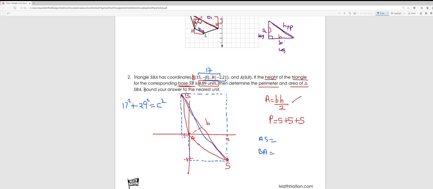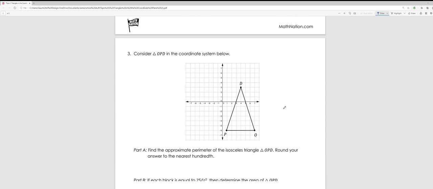Notice they tell you to round your answers to the nearest unit. The nearest unit is like the nearest dollar, the nearest whole number. So you can go ahead and do that. Again, to find the perimeter, you need to find all 3 sides, and then you add them up. That's the perimeter. To find the area, you multiply base times height and divide it by 2. Okay, so that's how you do number 2.